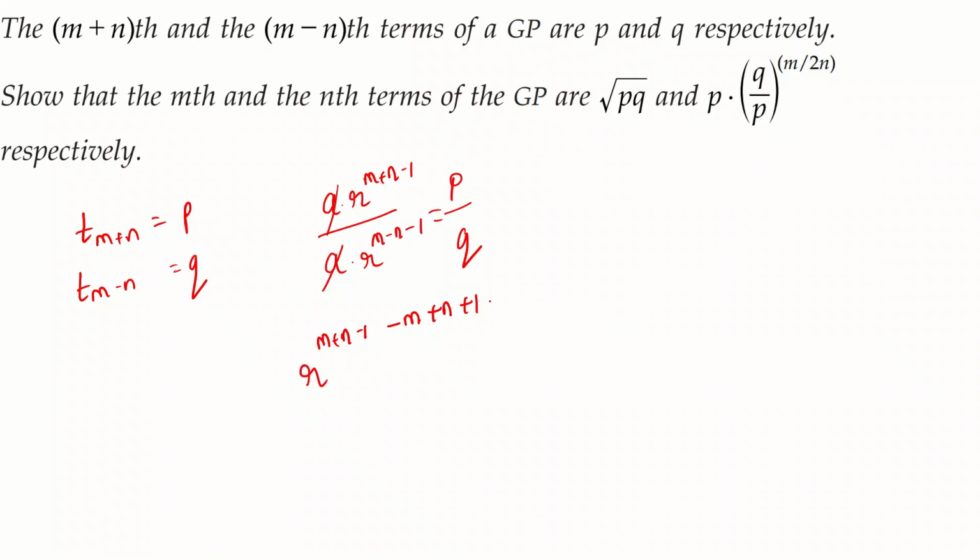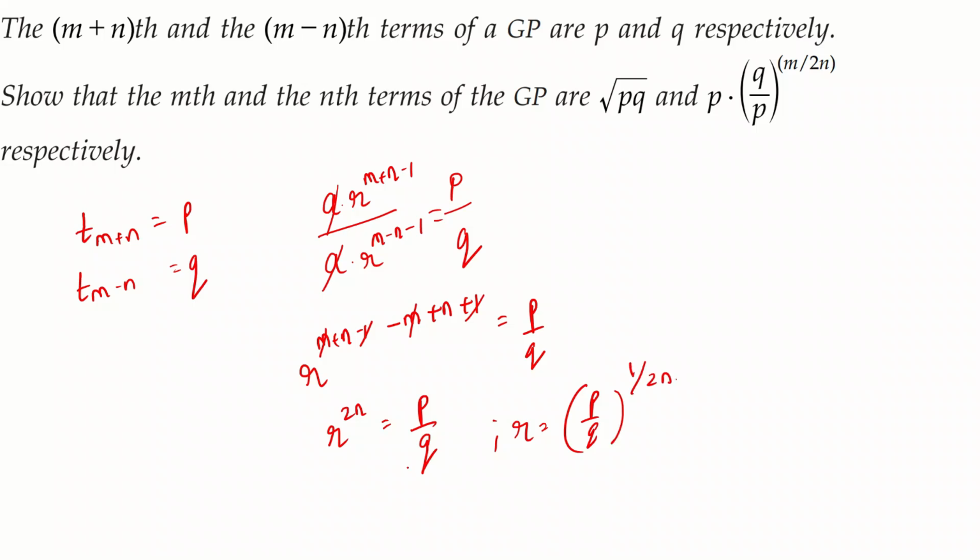So minus m plus n plus 1 is equal to p by q. m and m cancel out, minus 1 plus 1 cancel out, we get r to the power of 2n is equal to p by q. Okay, so r is equal to (p by q) to the power of 1 by 2n. So this is the value of r.